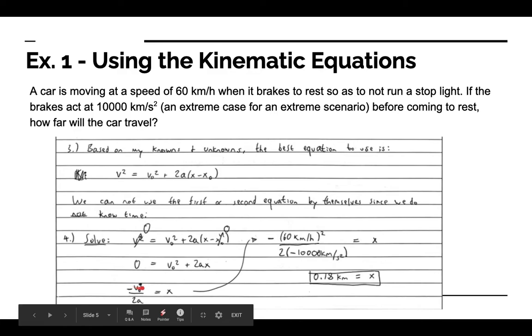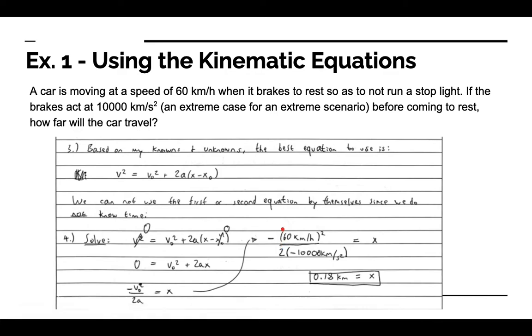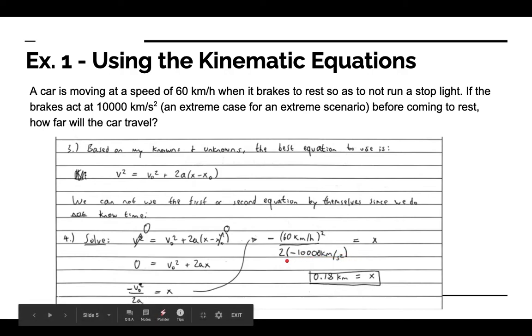Notice that the negative is outside of the squared here. The negative is not inside of the squared, otherwise there would be parentheses. So now we plug in our known information. We have 60 kilometers per hour divided by 2 times 10,000 kilometers per hour squared. And then we also have this negative sign right here. If we simplify this result down and calculate our numbers, we get that x equals 0.18 kilometers. Thus telling us that at the end of the interval when the car comes to rest, the car will have traveled 0.18 kilometers.